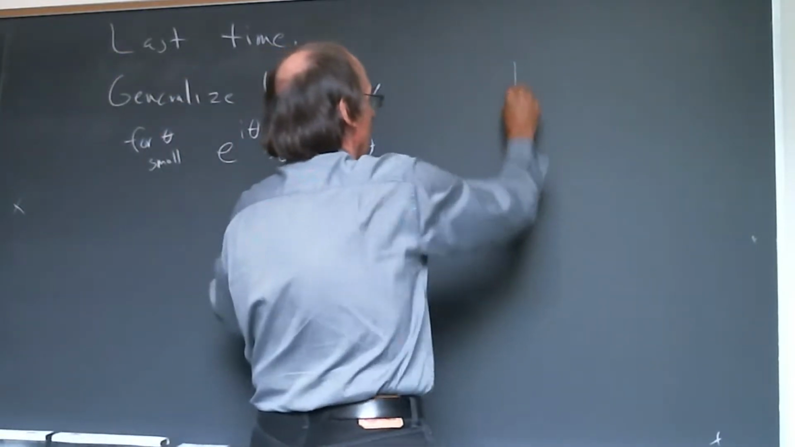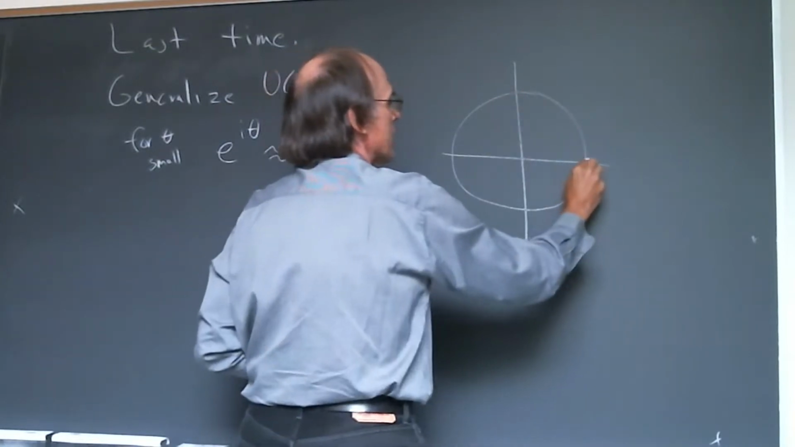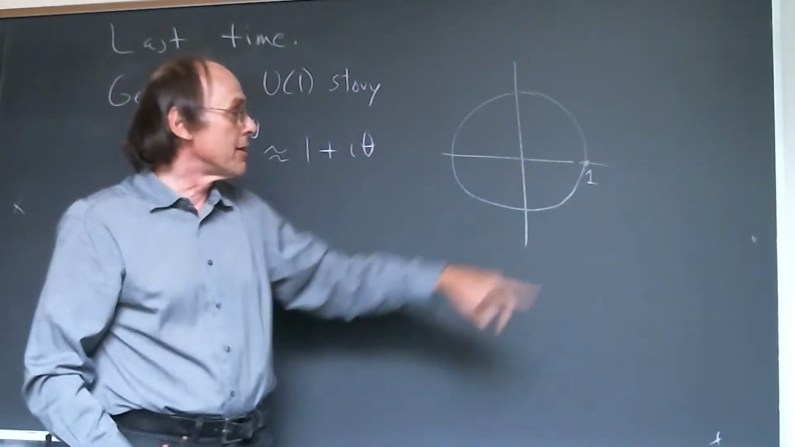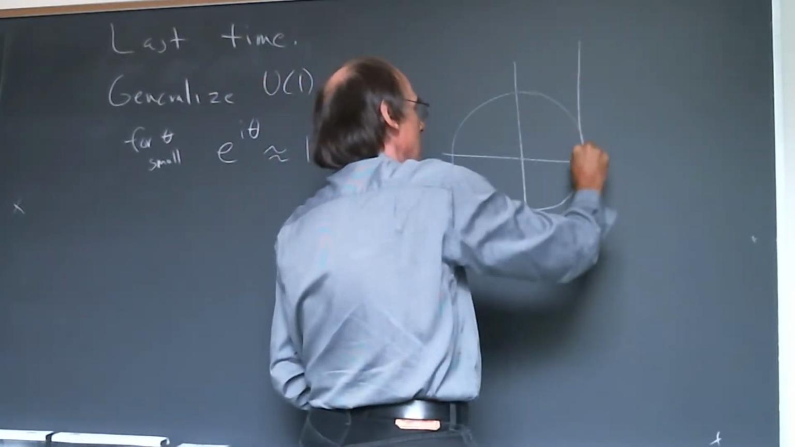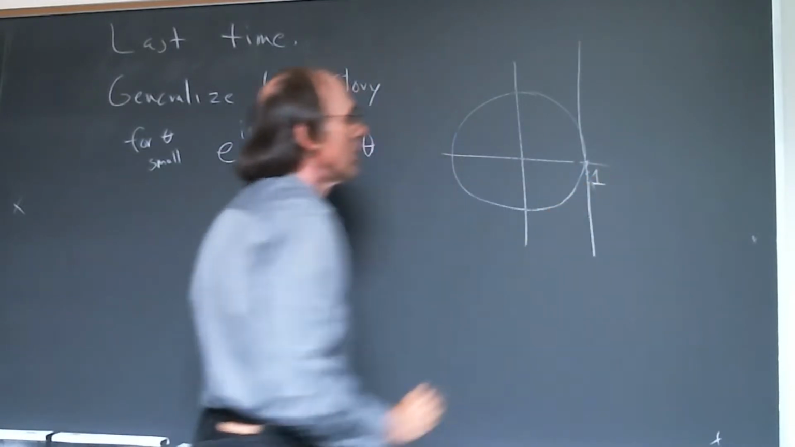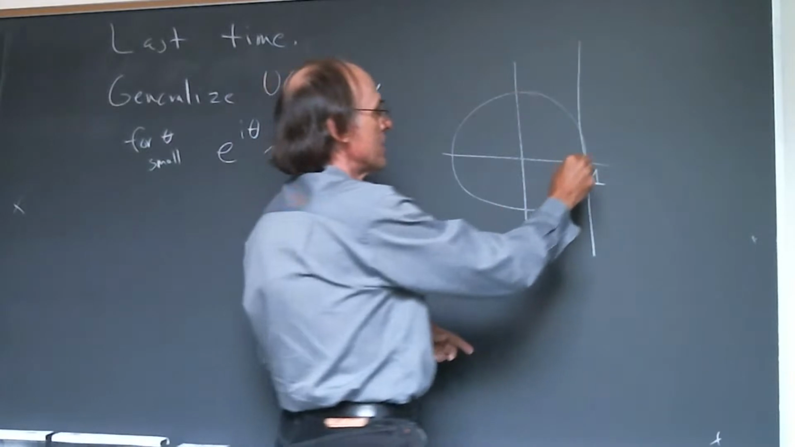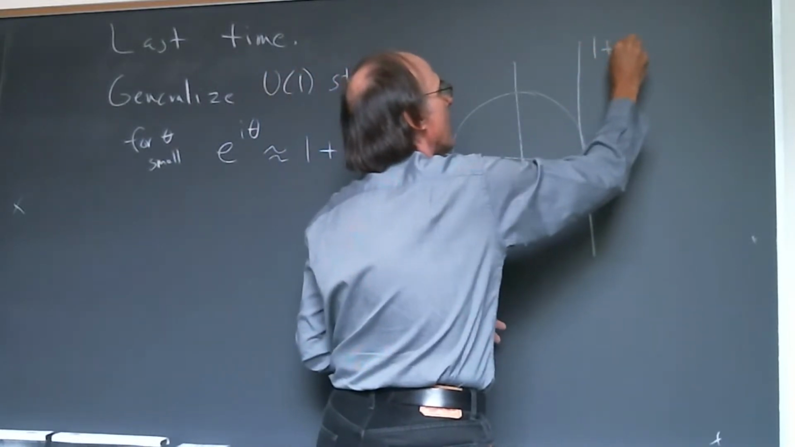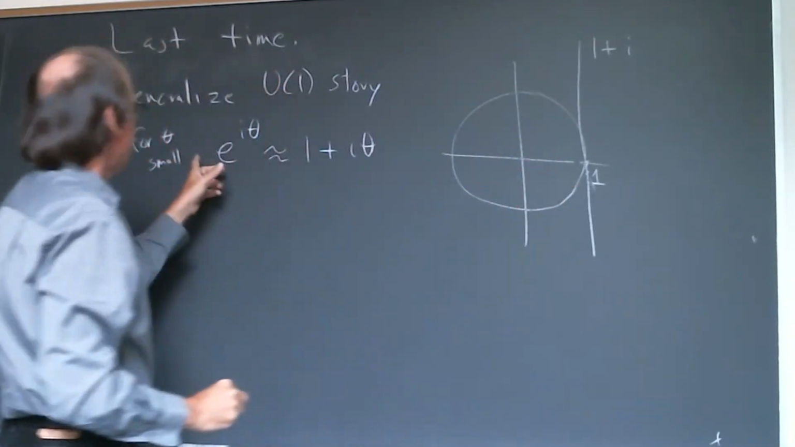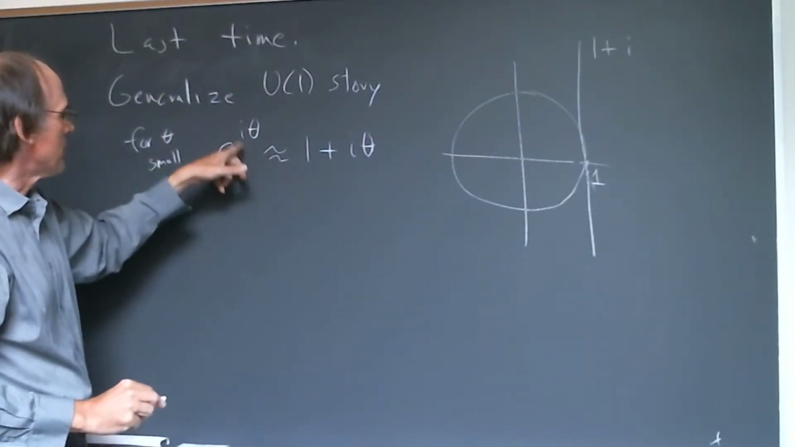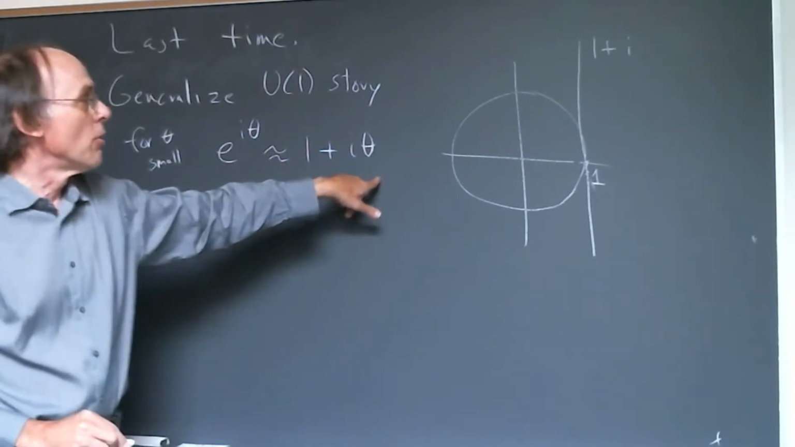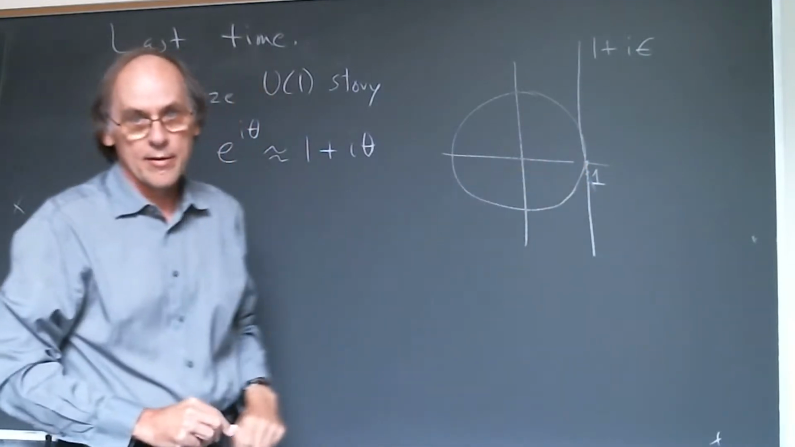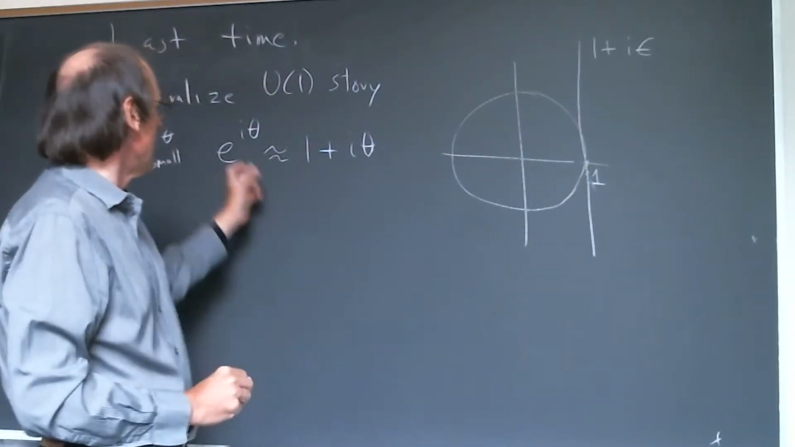If you try and draw the picture, you've got a unit circle going through the identity here, and this is the identity of your group. The tangent space to the circle at this point is this line. Its equation is 1 plus i epsilon times something small, for epsilon small. That equation is just this tangent line.